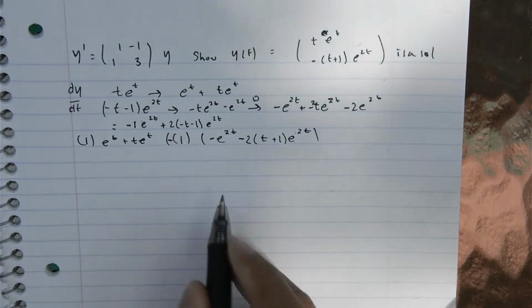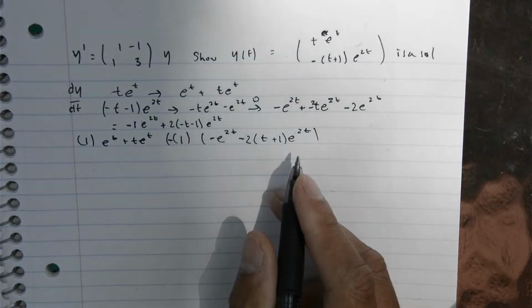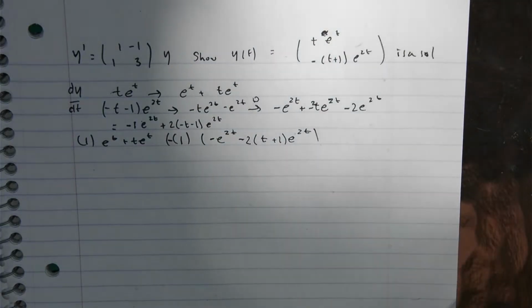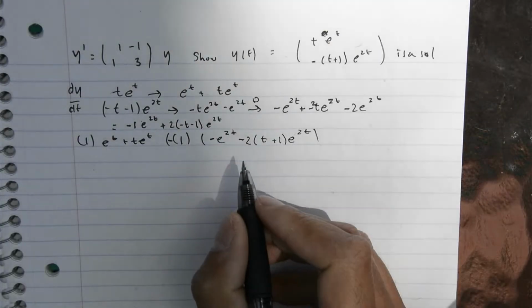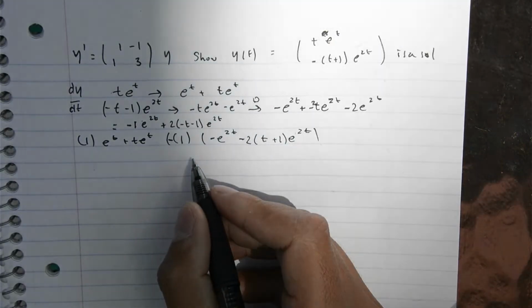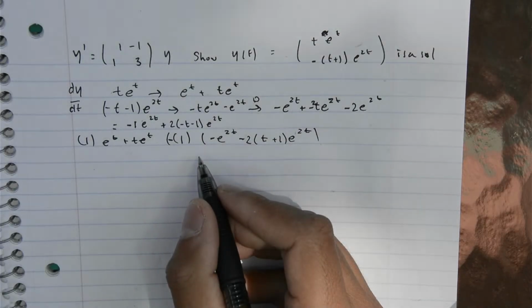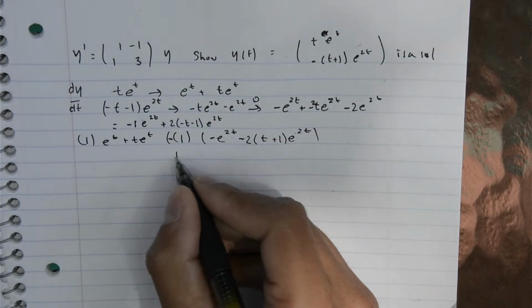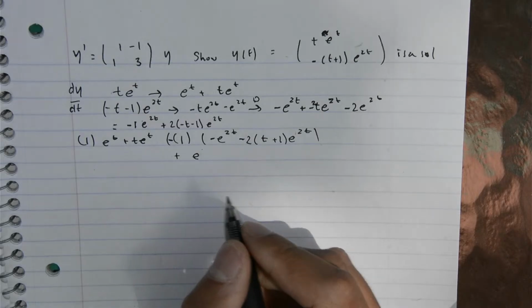Okay, so what cancels? No, there's too much algebra. It's too much algebra for me, man. Let's see. So then this just becomes plus e to the, oh wait, I did this wrong. No, I did this wrong.